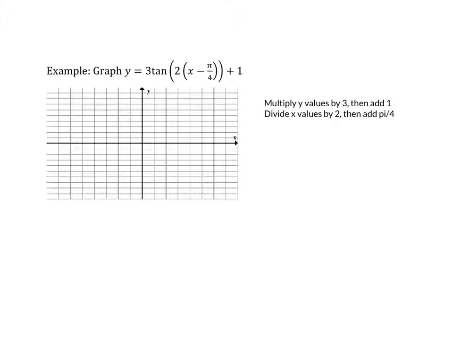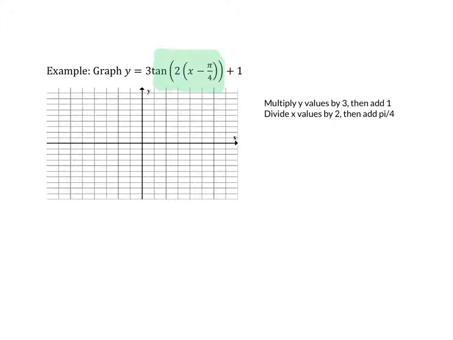Okay, so what I've written is that I'm going to multiply the y values by 3 and then add 1, divide the x values by 2, then add pi over 4. The multiplying the y values by 3 and then adding 1 should be fairly straightforward. I kind of think of this tangent function as just these are some outputs, some y values from the old function. Regular order of operations would be to multiply first and then add.